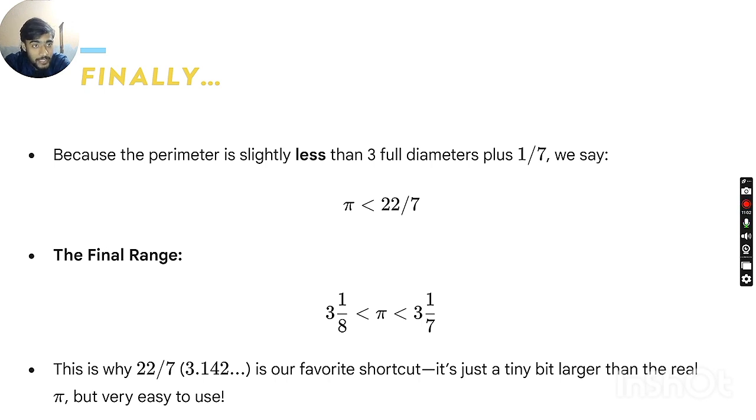Pi is less than 22 by 7, and if someone asks you the range of pi, the value is 3 plus 1 by 8 to 3 plus 1 by 7. This is why 22 by 7 is our favorite shortcut. It's just a teeny bit larger than the real pi, but very easy to use, and that's our main focus. Everyone knows pi equals 22 by 7, but it's not real. In actual form, pi is less than 22 by 7.